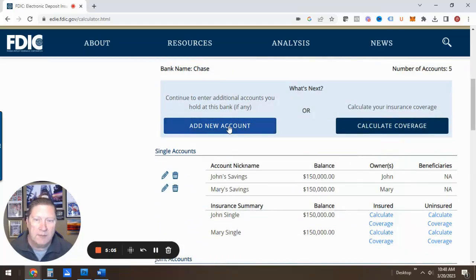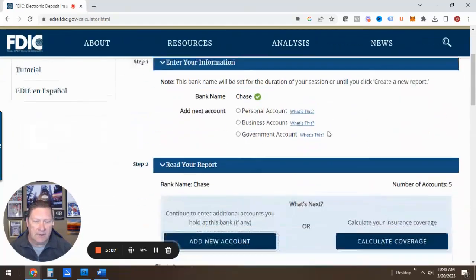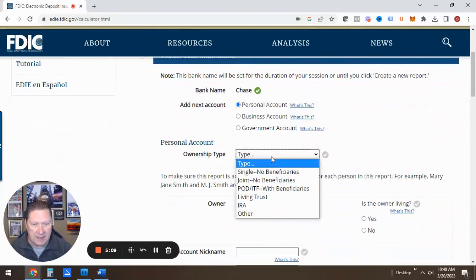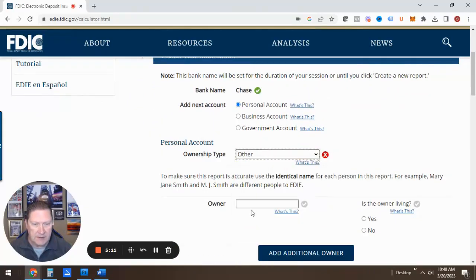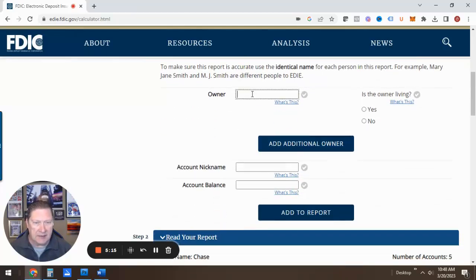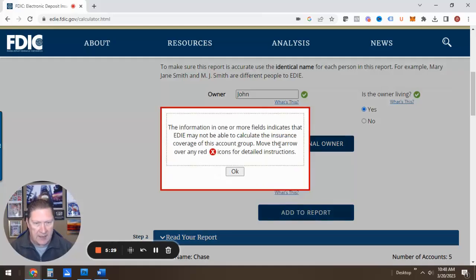I'm going to add one more account here. Let's see if they have a CD in here also. Let's see if there's an other. Okay, let's do a CD. John is the owner. Let's make a CD for both. John CD, and let's say he's got 25,000 in the CD. Add to report.